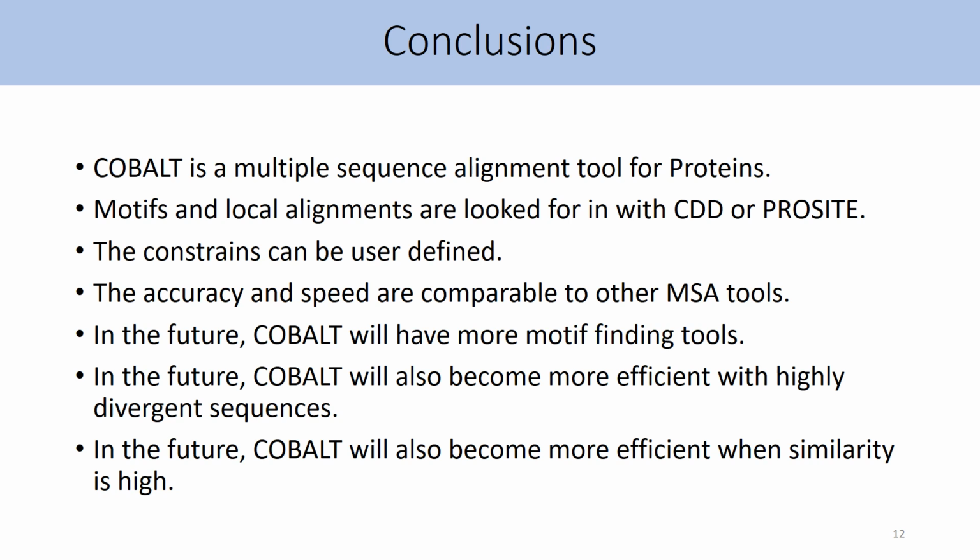Cobalt will also become more efficient with highly divergent sequences, as sometimes it's hard to align divergent sequences. And in the future, Cobalt will become more efficient when similarity is high. When similarity is high, you don't need as many constraints on the sequences, and it can become more efficient if you do not have those.